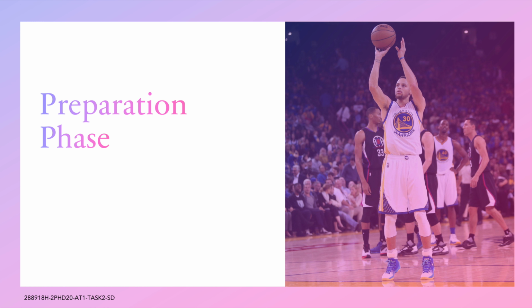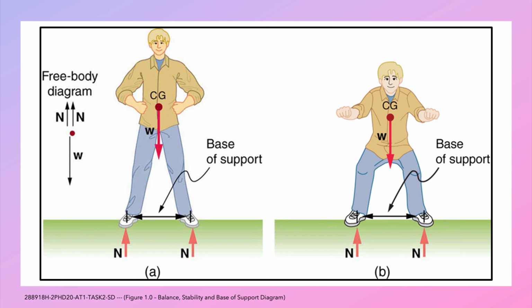The preparation phase begins with the referee handing the athlete the ball and the athlete squaring up with their body position facing the ring. Balance and stability are key principles involved in the preparation phase. Balance is the ability to maintain the line of gravity of a body within the base of support with minimal postural sway, while stability is the ability to return to a centered point after being moved.